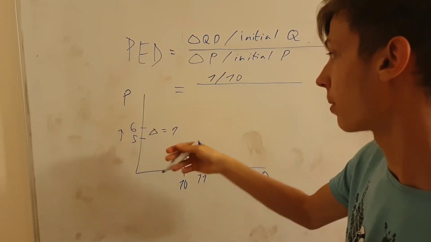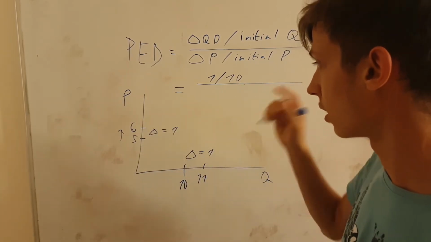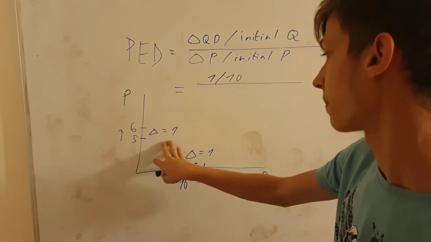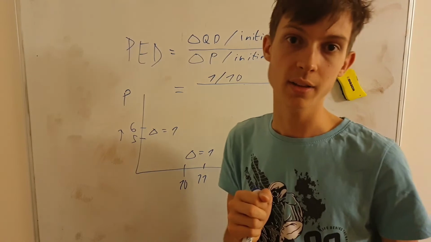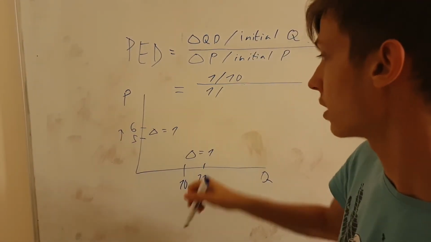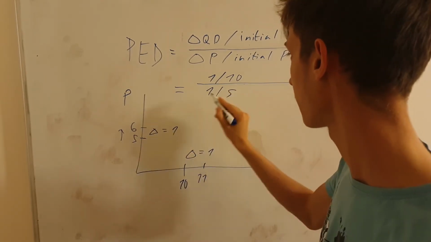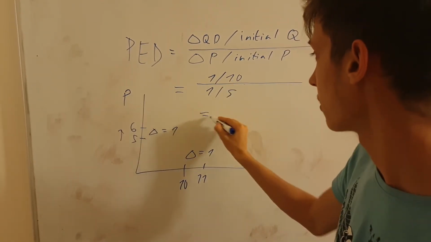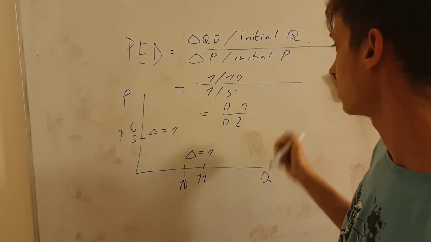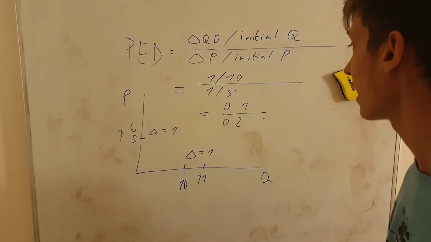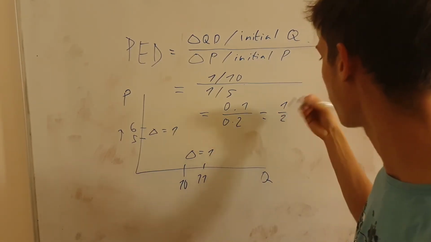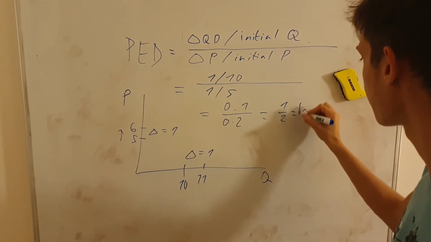We could have also gone down, but we're going up from 5 to 6. So the change is 1. And now again, you have to compare it to the initial value. So the change is 1, divided by the initial value, which was 5. So the idea right here is basically 0.1 over 0.2. This is the equivalent in decimal form, and it is like 1/2. Okay, so the result is 1/2, or you can say 0.5.